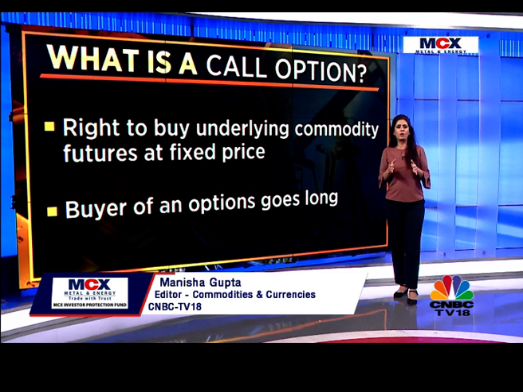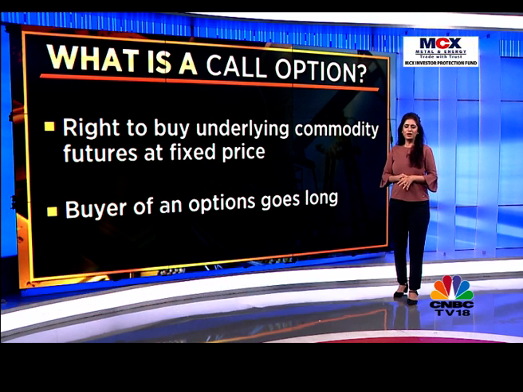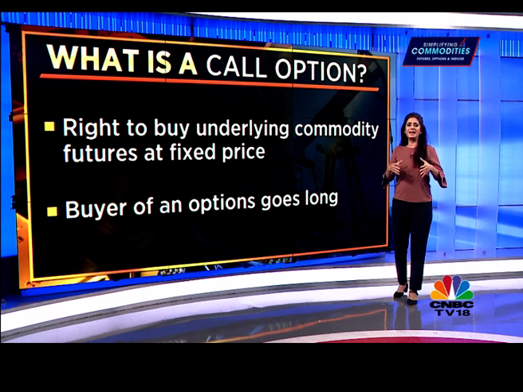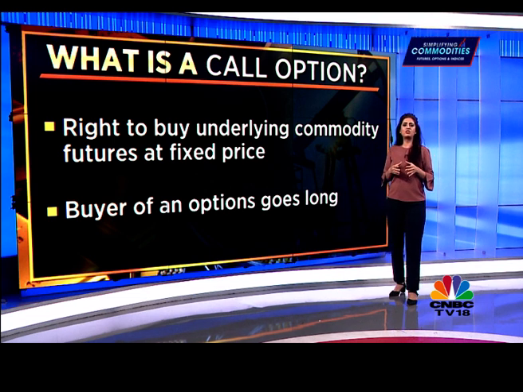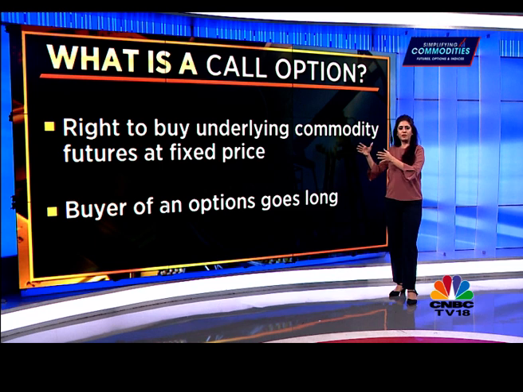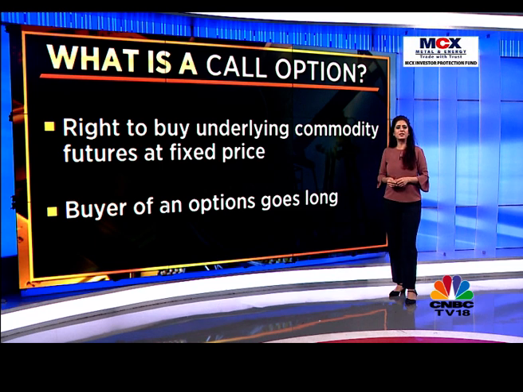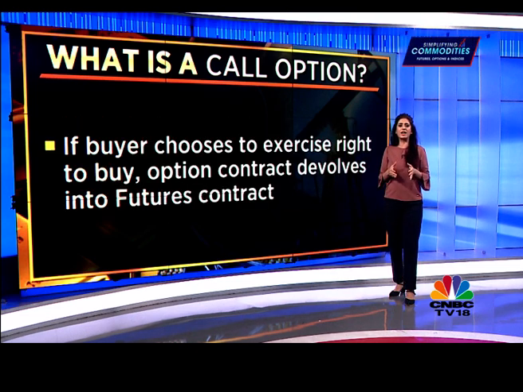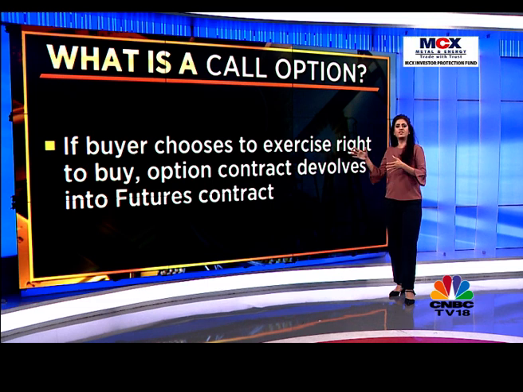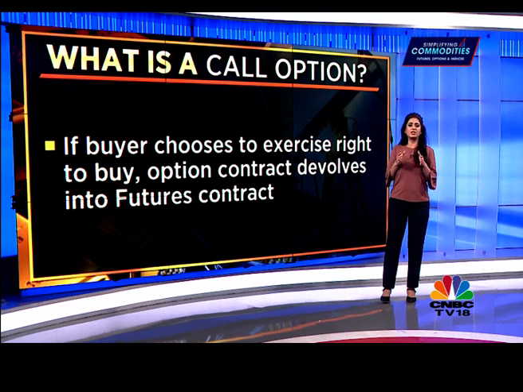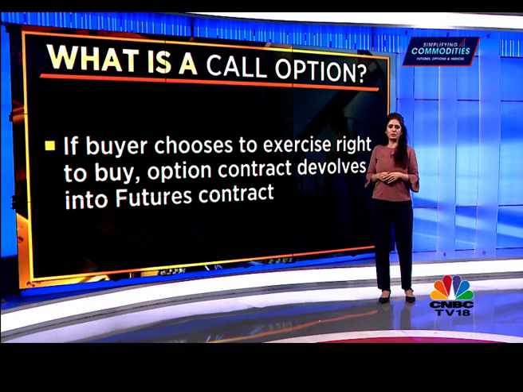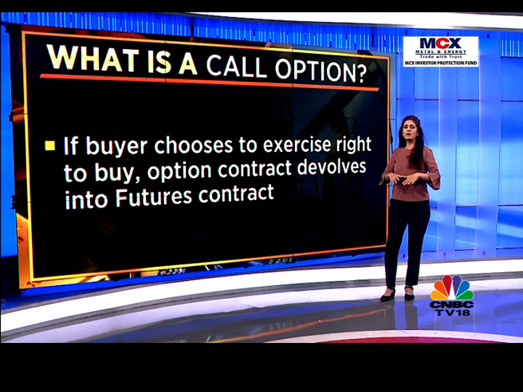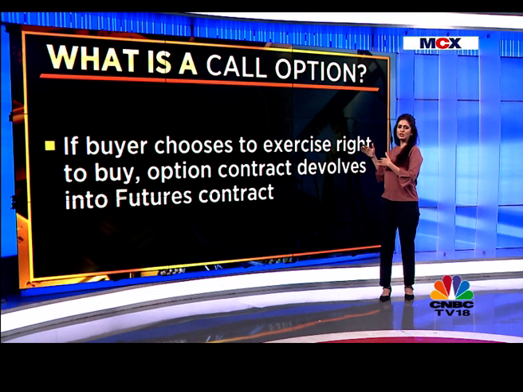Today, let's understand call options on trading commodities. Call options give owners the right to buy the underlying commodity futures at the strike price on the date of expiry of the contract. The buyer of the option is said to go long on an option. If the buyer chooses to exercise his right to buy, then on the day of expiry, the option contract devolves into the futures contract. A buyer of a call option will only execute his right when there is an intrinsic value, that is, the strike price is lower than the prevailing price of the commodity futures contract.